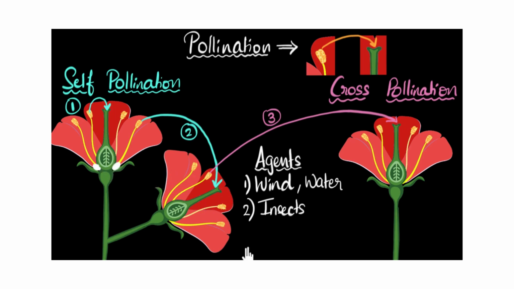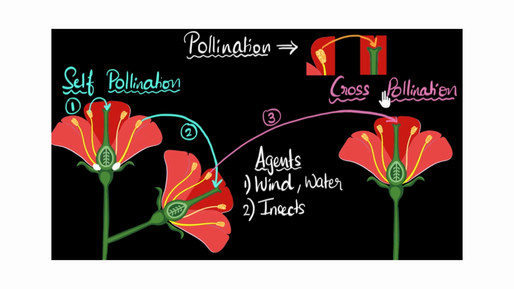So what did we learn in this video? We learned about what pollination is, which is basically the transfer of pollen grains from the anther, the top part of the male, to the stigma, the top part of the female organ. And this can happen in two ways. Self-pollination is when the pollination happens within the plant. This can happen within the flower or within two different flowers of the same plant.